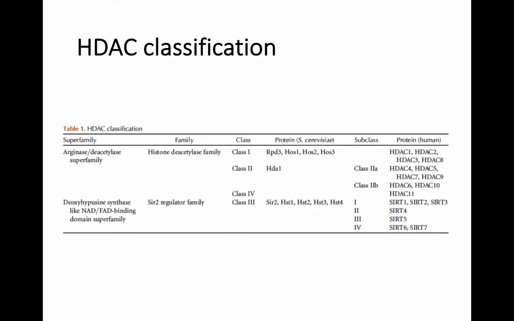This table provides an overview of the 4 classes of HDACs. Class 1 includes HDAC1 and RPD3, 2 well-studied HDACs which function in most tissues. Class 2 includes several more tissue-specific HDACs.